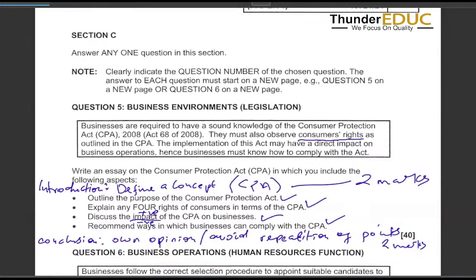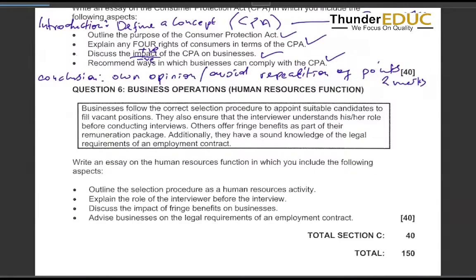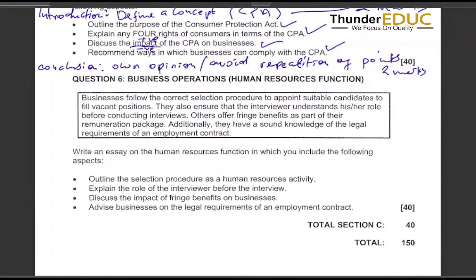Okay, right, grade 12. So now let's move on to the last question of the paper, which is question 6. Question 6 reads as follows: business operation or human resource function. Okay, right. I always appreciate that the major mandate of this human resource function is to deal with the hiring of staff and the firing of staff. Those are the major mandates of this human resource function.